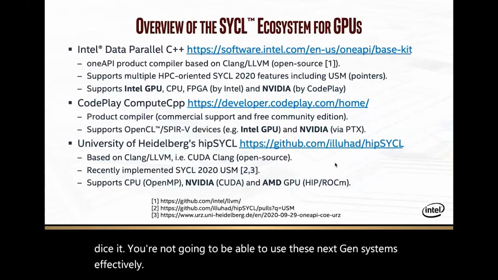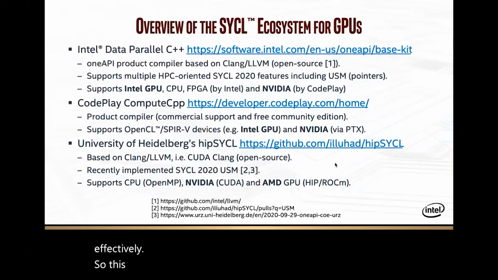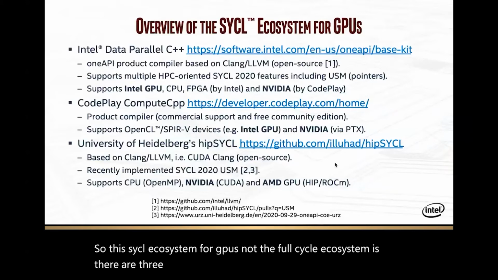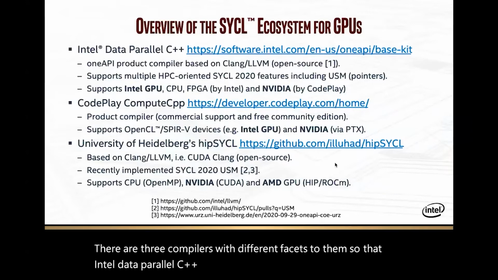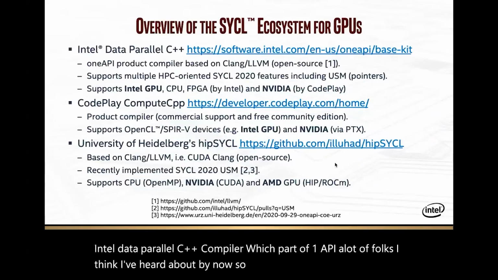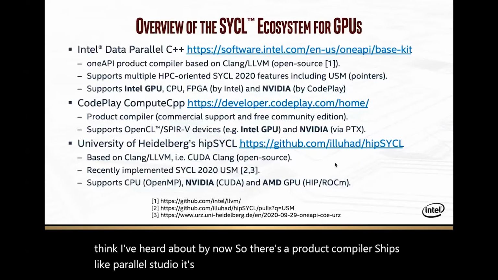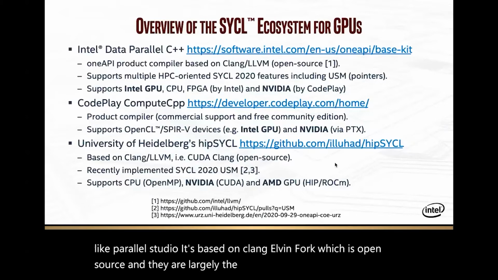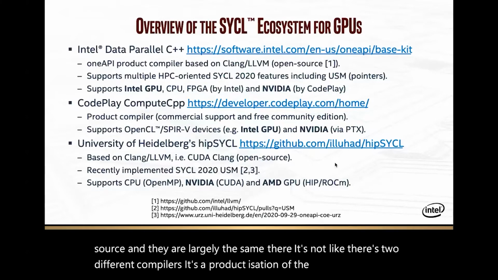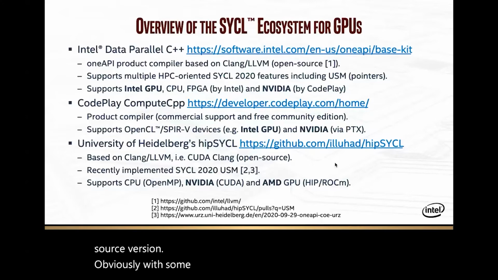So the SYCL ecosystem for GPUs, not the full SYCL ecosystem, there are 3 compilers with different facets to them. So the Intel Data Parallel C++ compiler is part of oneAPI. A lot of folks, I think, have heard about it by now. There's a product compiler that ships like Parallel Studio. It's based on a Clang LLVM fork, which is open source, and they are largely the same. It's not like there's 2 different compilers. It's a productization of the open source version, obviously with some QA and a specific Git hash, so maybe they're not identical every day of the week.